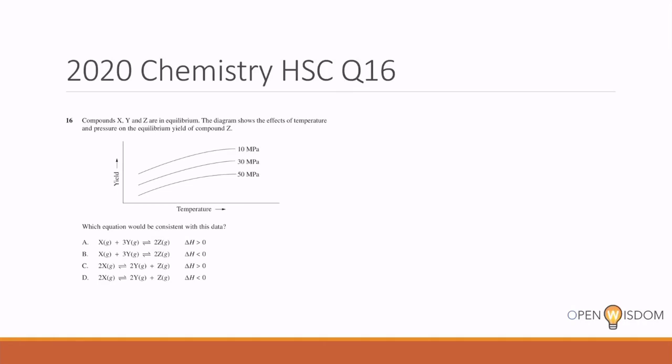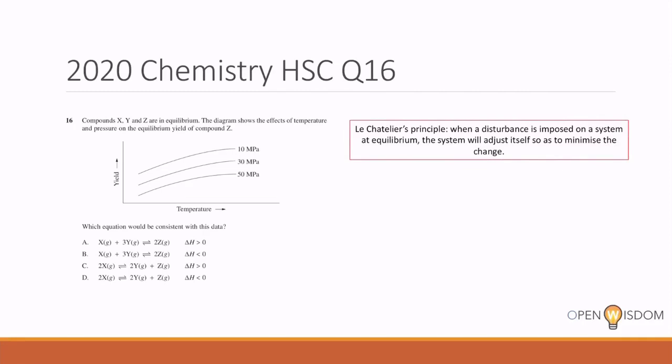Compounds X, Y, and Z are in equilibrium. The diagram shows the effects of temperature and pressure on the equilibrium yield of compound Z. Which equation would be consistent with this data? First things first, when we answer any question about equilibrium, we need to remember Le Chatelier's principle, which states that when a disturbance is imposed on a system at equilibrium, the system will adjust itself so as to minimize the change. Now, let's look at the graph.